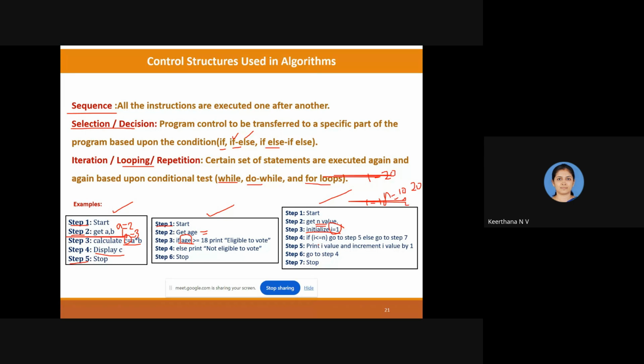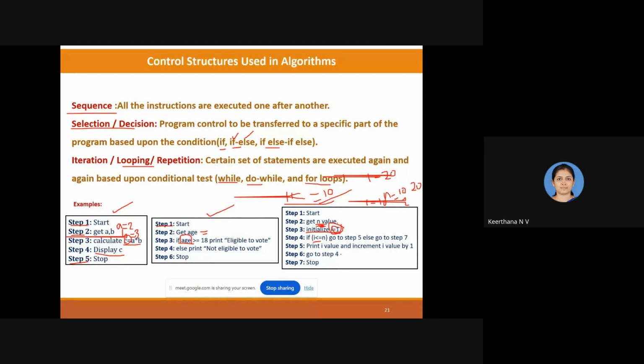So you have to check the condition, right? If this I value is lesser than or equal to the n value, I can increment it. If I becomes 11 after 10, then the condition I is lesser than or equal to 10 becomes false. And if it is false, then the program will be stopping. So that's why if I is lesser than or equal to n, go to step 5 for incrementing the value and printing the value. And again, I have to go to step 4.